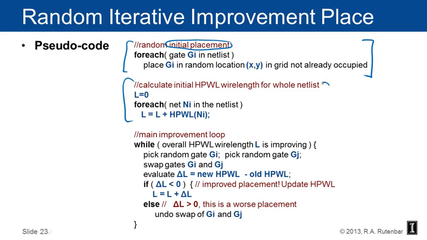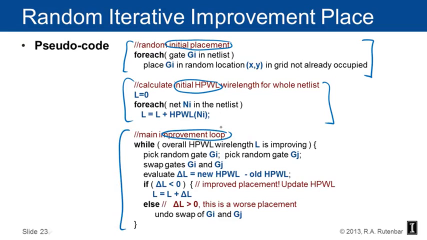And then the next thing you have to do is calculate the initial wire length. So L equals 0; for each net N in the netlist, L equals L plus the HPWL, the half perimeter wire length estimator for that net. You just have to add up all the lengths of the nets. And then there is an improvement loop.